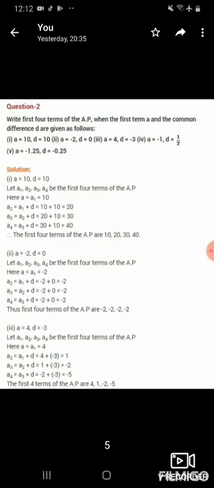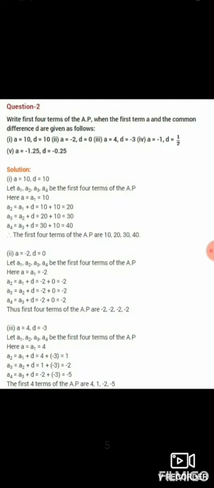Now let's proceed to the next question. Write the first 4 terms of the AP when the first term and the common difference are given. See, in this question, they have given you the first term and the difference. You have to find the first 4 terms. Like, the first term is 10. If we add 10 plus 10, the second term will be 20. If we add 10 again, we get 30. Then 30 plus 10, 40. It means we have to add the difference to the previous number.